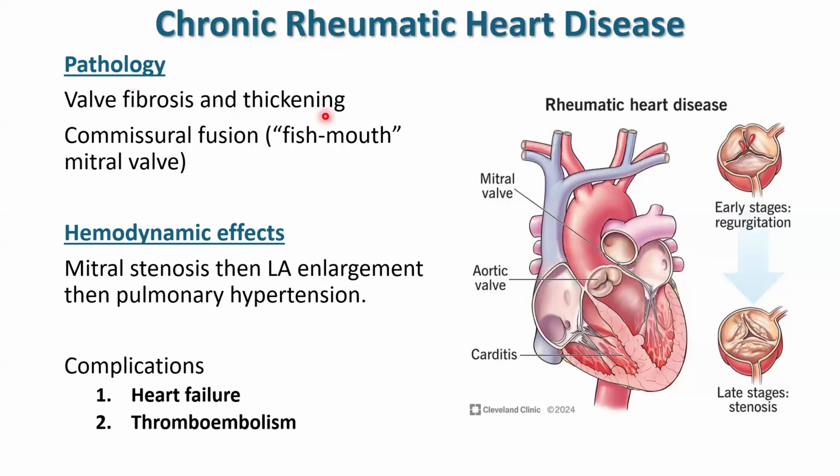Advanced disease shows commissural fusion, especially in the mitral valve. Just know the hemodynamic effect: you have mitral stenosis, then left atrial enlargement, then pulmonary hypertension.